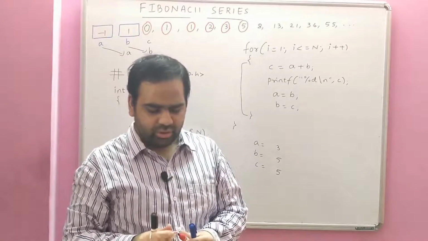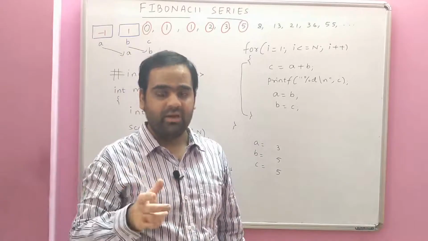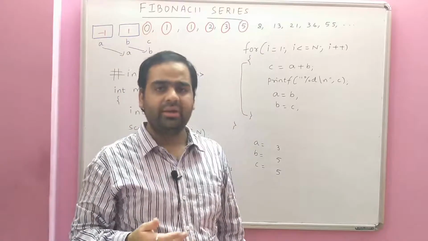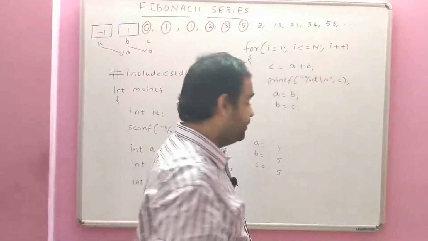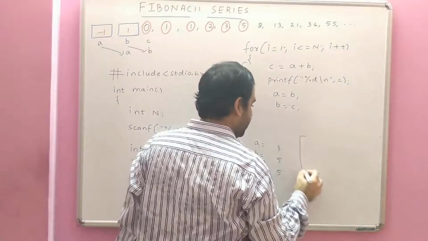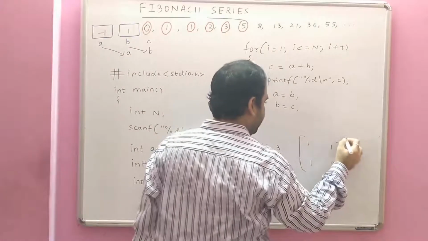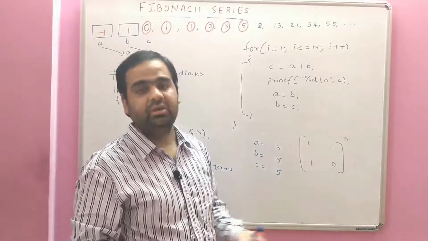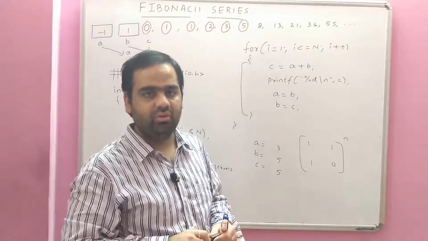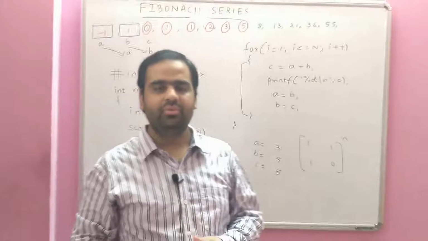Now, this Fibonacci term can be computed very efficiently by using the matrix method, where we raise a matrix to the power n. Now, what is that matrix? I am just saying it, but you will see in the two-dimensional arrays how we do that. It is 1, 1, 1, 0. If I raise this matrix to the power n, the first term will always be the nth term of the Fibonacci series. This is all about the Fibonacci series.